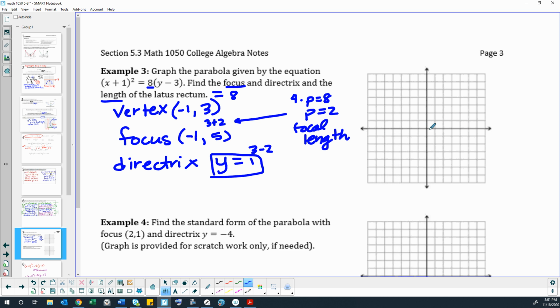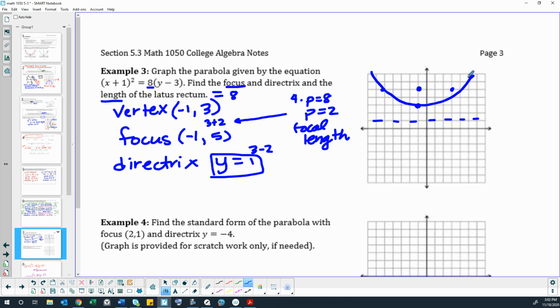Okay, let's put that all in a graph. So left 1, up 3, the opposite numbers of the numbers in our equation. And then our focus is going to be left 1, up 5. And our directrix will be down here at 1. And then right here, the length is 8. So we would go left 4 and right 4, giving us a total distance of 8. So 4 on each side of that axis of symmetry.